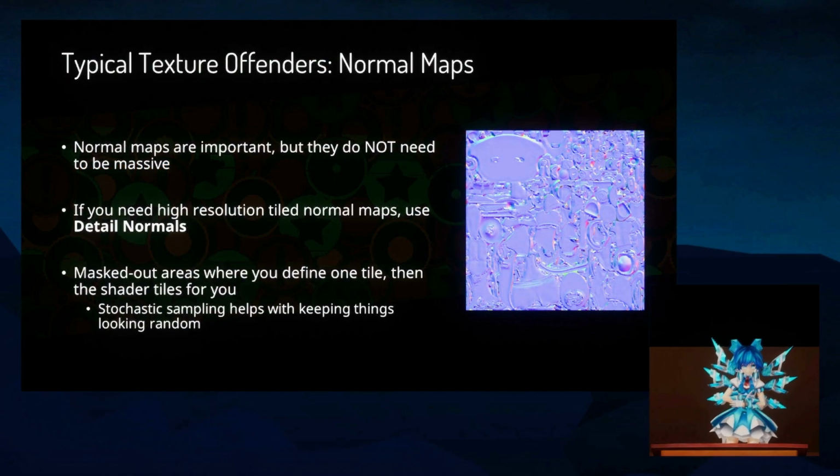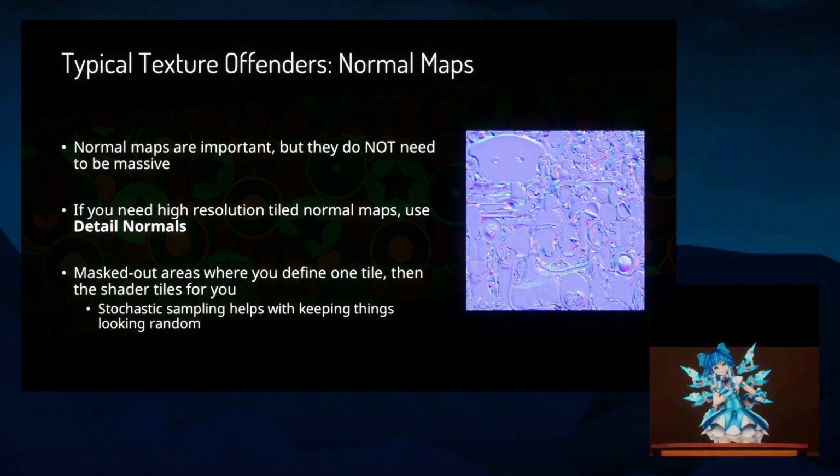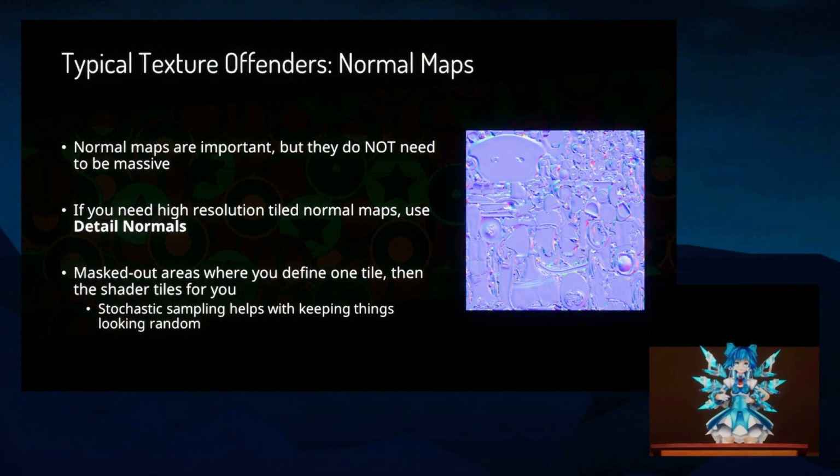Moving on, there's also normal maps. This is a common offender. Normal maps are really important, but they don't need to be huge, massive. There's this idea called a detail normal, where if you have something that's really tiled, like for example, the cloth right here on my avatar, this cloth has a really fine cloth normal. I didn't do this by painting the normal directly onto all parts of the diffuse. I made a mask and then tiled this tiny little 256 by 256 tile of normals, and that's what I'm using here. There's also some other features available in shaders, like stochastic sampling, which allows random textures to keep looking random. You don't have to have that weird tiling artifacting there.